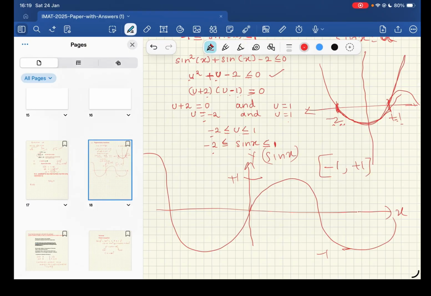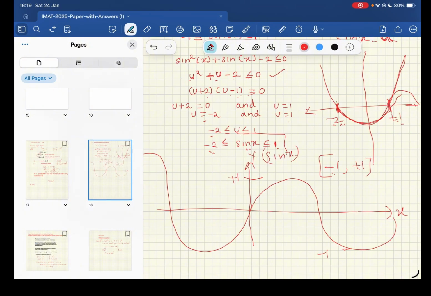The answer we got is that sin x is in between minus 2 and plus 1. Our possible values for sin x are in between minus 1 and plus 1, because the minimum is minus 1 and the maximum is plus 1. But that is still included in minus 2 and plus 1, because minus 1 is greater than minus 2 and 1 is equal to 1. So it could be in between minus 1 and plus 1.